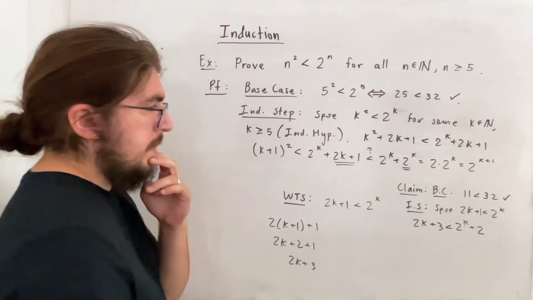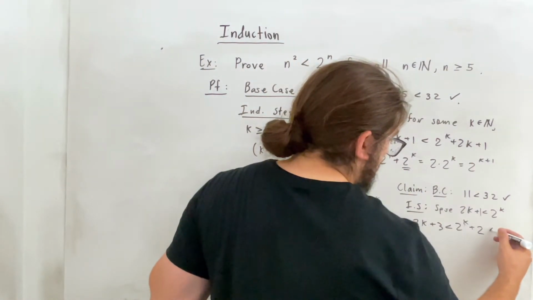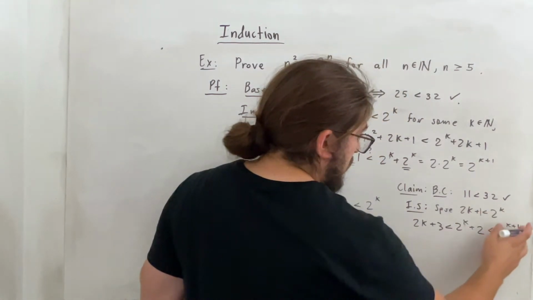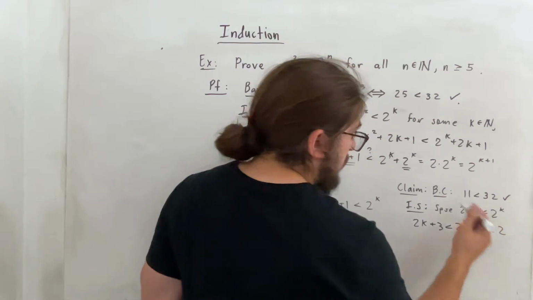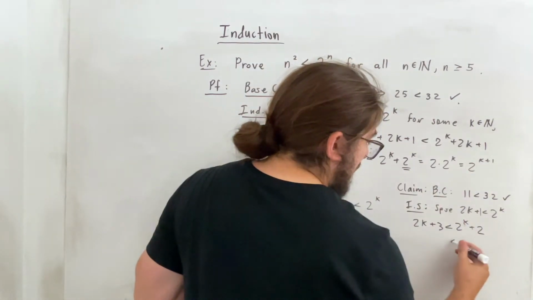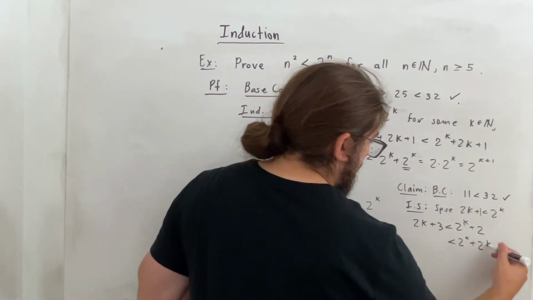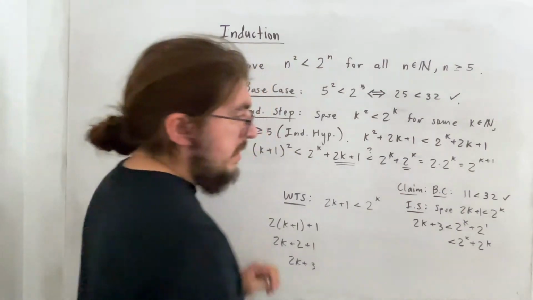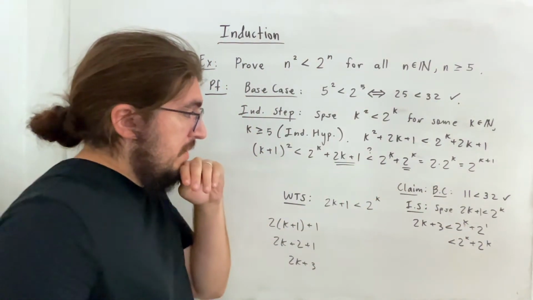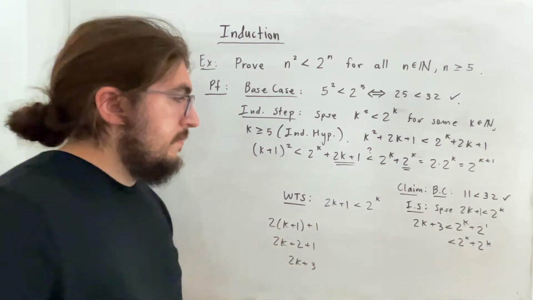Now, is that necessarily less than 2 to the k plus 1? Well, again, 2 to the k plus 1 is 2 to the k times 2, which is the same as 2 to the k plus 2 to the k. So we can say this is less than 2 to the k plus 2 to the k, and that's for sure true provided k is greater than 1, which indeed it is because k is assumed to be greater than 5. So the induction step has been proven here.